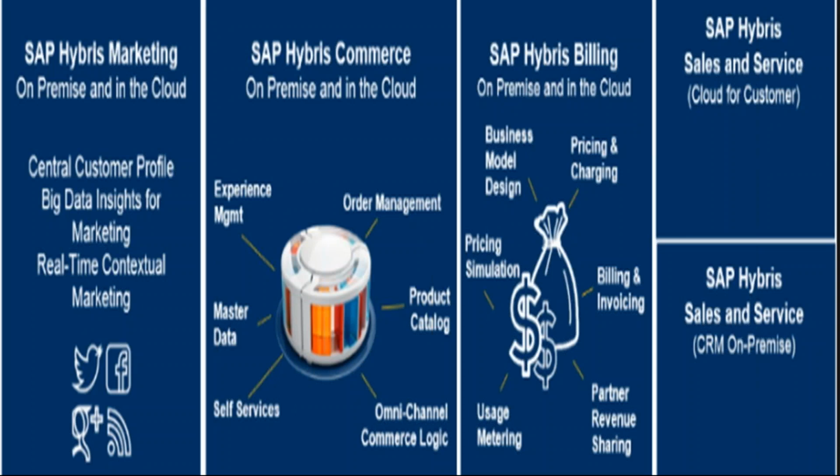Here you can see SAP Hybris marketing, SAP Hybris commerce, SAP Hybris billing. You have two types of deployments available. The first deployment is called on-premise deployment, and the second one is the cloud deployment, where you come to the fourth product, C per C, that is cloud per customer. Cloud per customer has only cloud deployment.